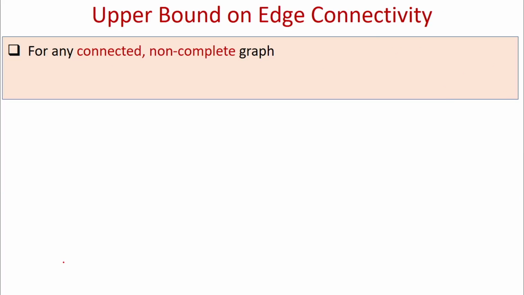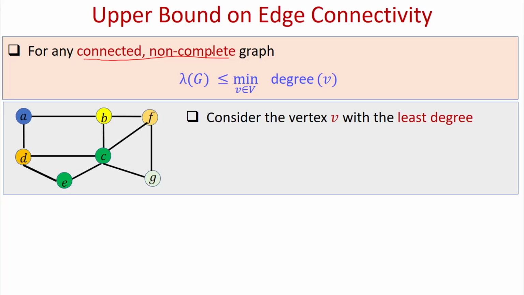Now let's derive an upper bound on the edge connectivity. Again, I take the case of a connected non-complete graph, and the upper bound here remains the same. My claim is that the edge connectivity of a graph is always upper bounded by the minimum degree in your graph. The proof is again very simple. Let V be the vertex with least degree. Of course, you can have multiple vertices with the same least degree, so focus on one of the vertices V.